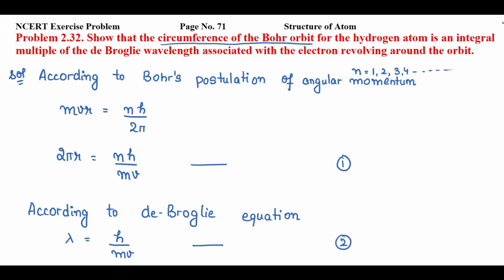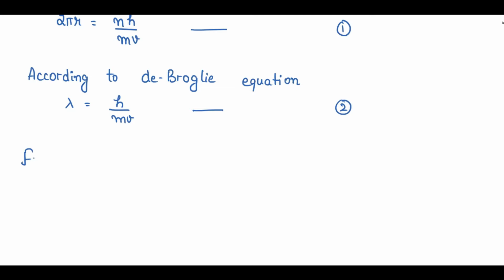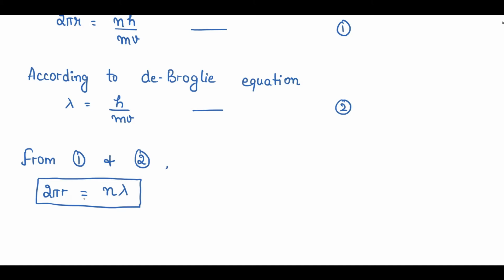Now if you see, I am having h by mv in first relation as well as in second relation. So what I'll do, I'll simply cancel this h by mv with each other. From 1 and 2, now it is clear that h by mv is common, right? So 2 pi r will be equal to n into lambda. That means circumference of Bohr's orbit is integral, that means n is integral multiple of de Broglie wavelength.